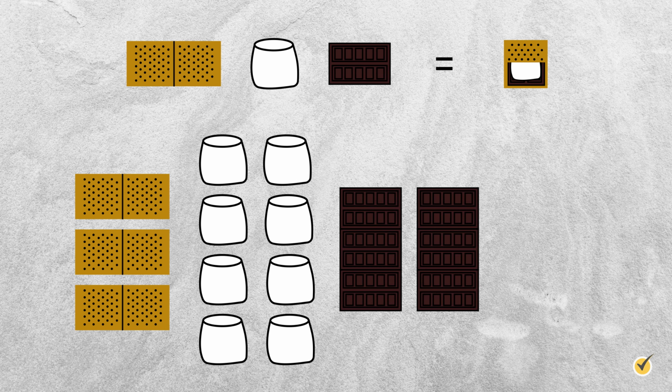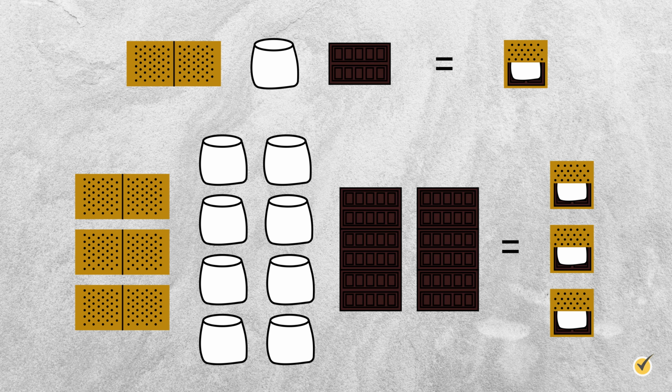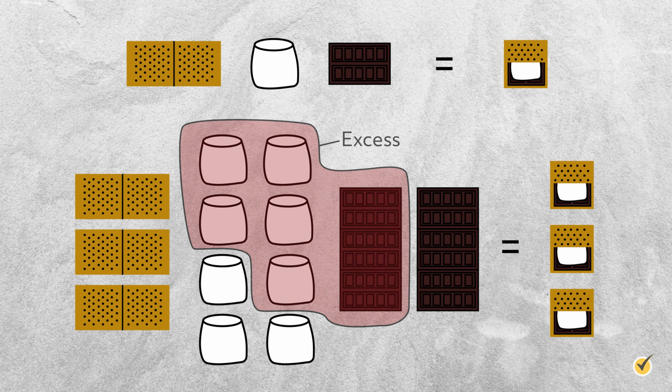How many s'mores can we make? The answer is 3 because we only have 3 graham crackers and we need 1 graham cracker for each s'more. So even though we have more marshmallows and chocolate, we still can only make 3 s'mores with 3 graham crackers. This means that graham crackers are the limiting reagent and that we'll be left with excess marshmallows and chocolate, which, to be honest, I'm not complaining about.